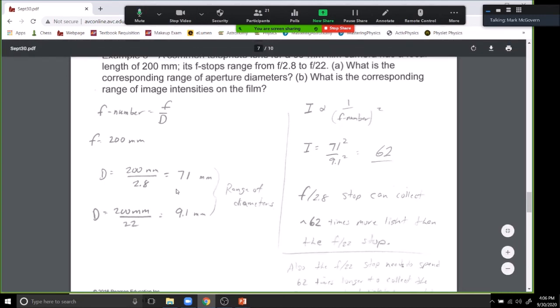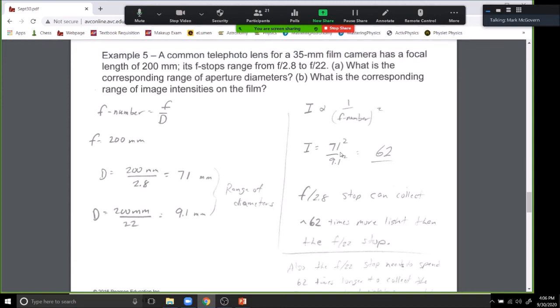Okay, and then in terms of the intensity of light, you can take a ratio of those numbers. Obviously, the one that's larger collects more light, but it turns out here we do a ratio of the square of these numbers, we get around 62. So that means that the 8.2 stop can collect 62 times the amount of light than the other one does.